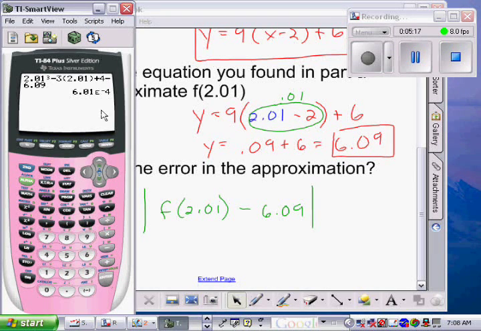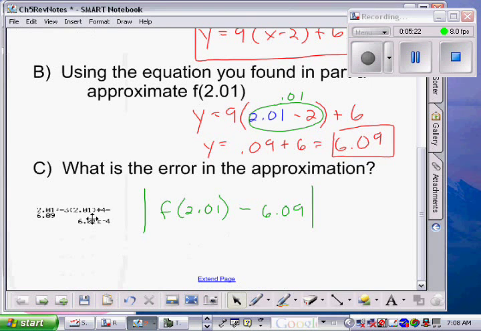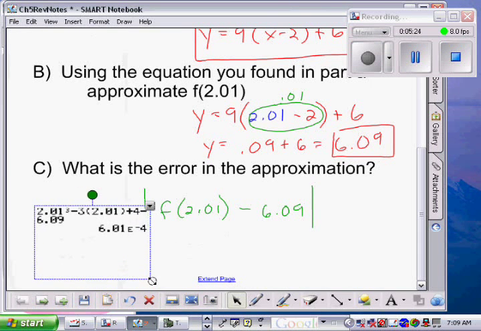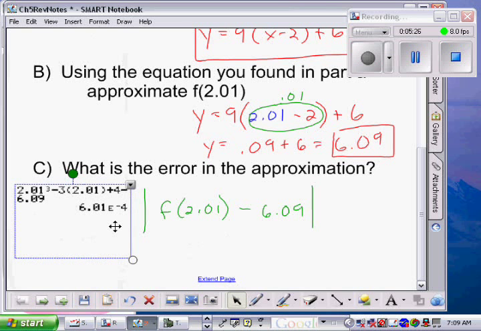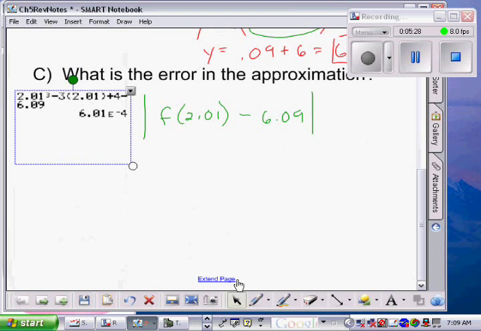Okay, so if I do this, did you guys get that same 6.01 e negative 4? So tell me what number that would be.